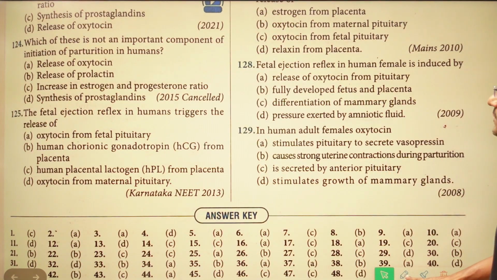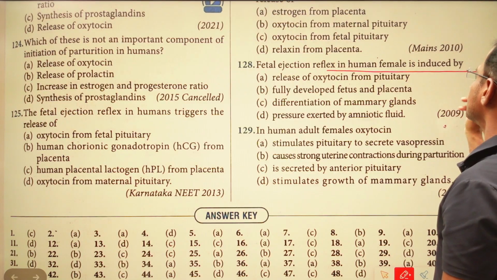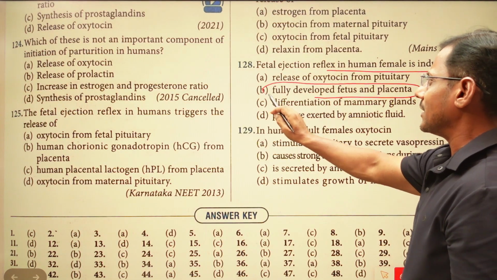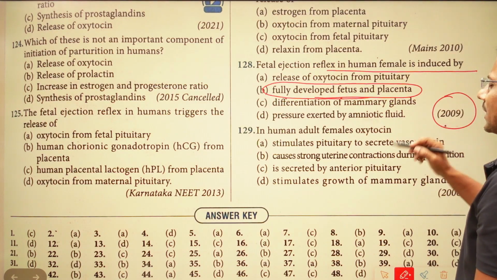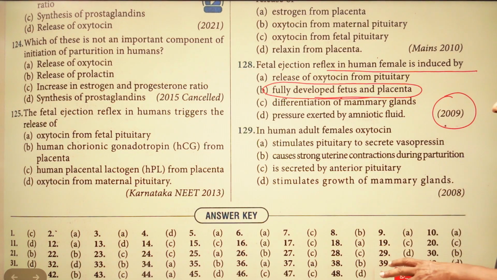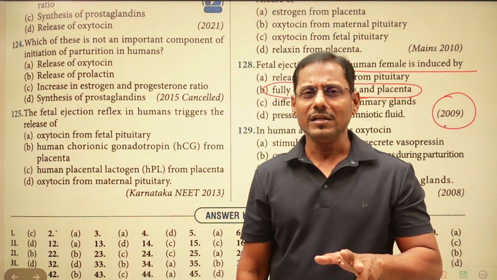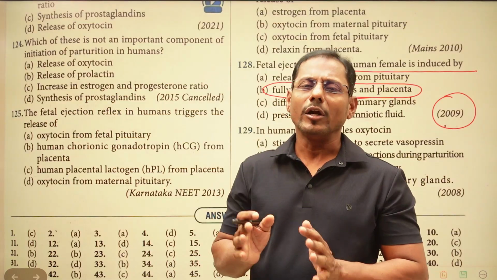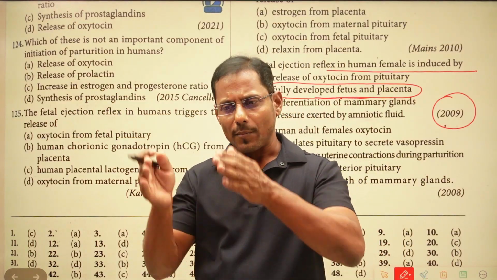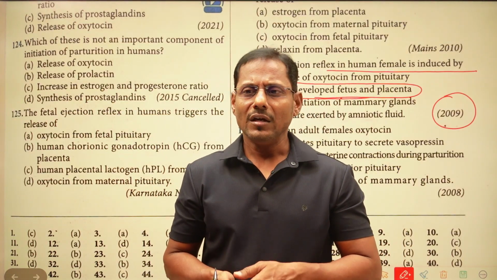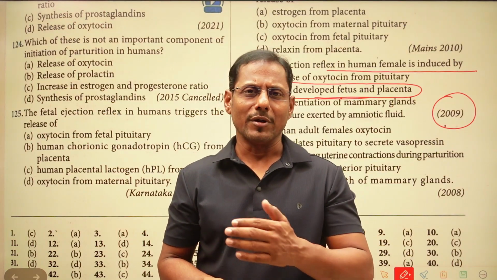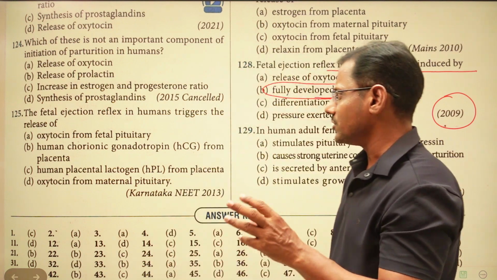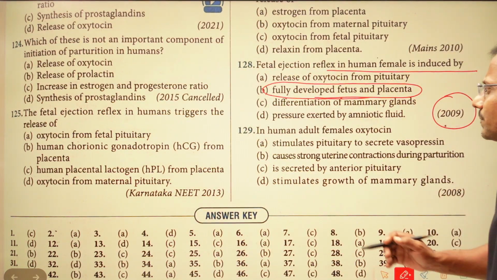Fetal ejection reflex in human females is induced by, again this was asked, fully developed fetus and placenta. This is the right answer. Again, this was asked in 2009. This particular topic is a very small and very easy one. Here we have to remember that the parturition process is a neuroendocrine reflex and how it happens. After that, lactation, mammary gland maturation and the colostrum, we have to remember all these very few things, right?